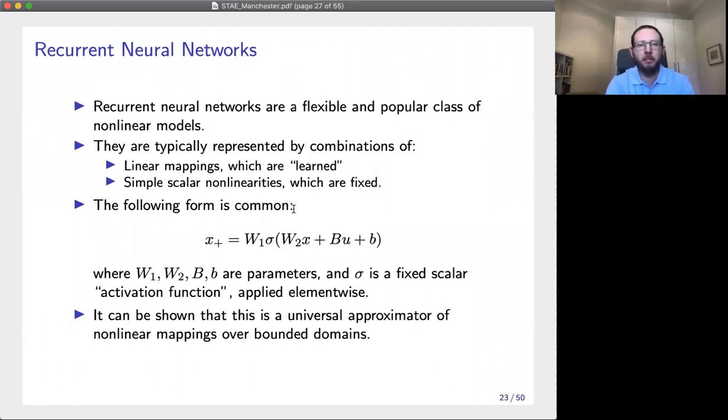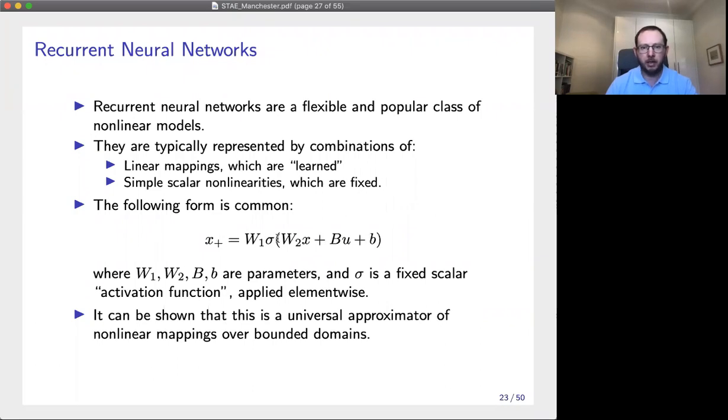So what are they? Basically, they're models which are combinations of some linear mappings, linear operators, which are estimated or learned. So these are the parameters. And then some usually quite simple scalar nonlinearities, and these are fixed. You don't identify the nonlinearities, they're just fixed in advance. And so the following form is common. You have x plus, the next x, is some matrix times sigma, some nonlinearity, which is typically a scalar nonlinearity applied element-wise.